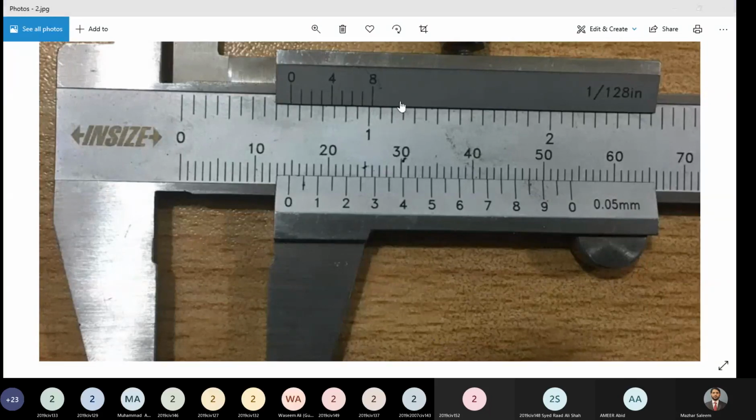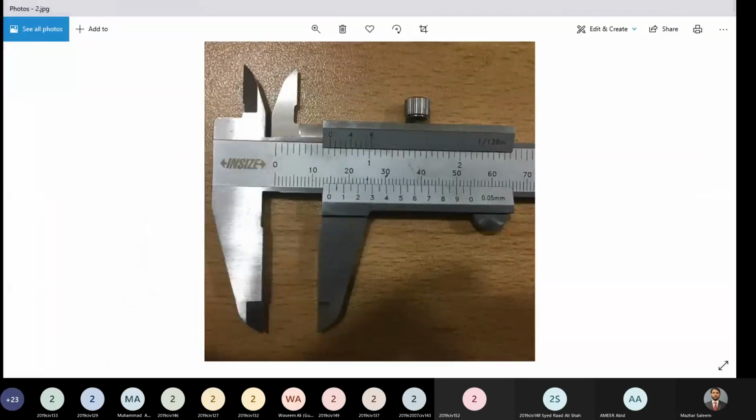Okay, is there any question? I see something on my Teams. Okay, there is no hand raised. All right, so this is how we read vernier calipers. Everybody is clear about this? Yes, sir. Okay, that's great.